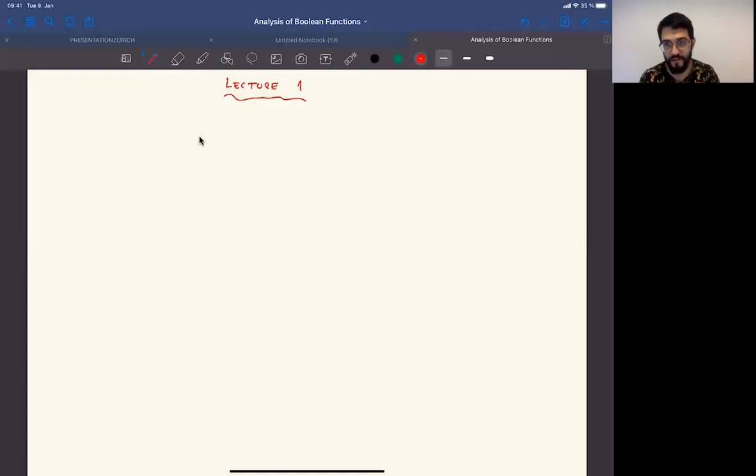Welcome to another class of analysis of Boolean functions. And in this class, I will cover chapters 1 and 2 of Ryan O'Donnell's book. And we will cover more or less the main definitions and the main results of chapters 1 and 2, with some further reading and exercises.